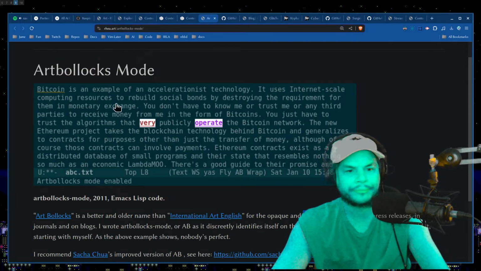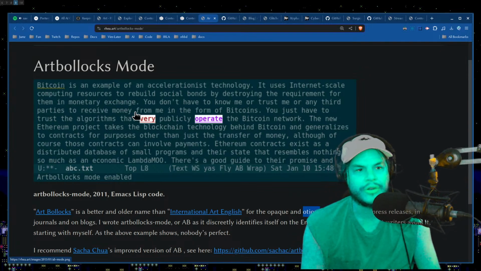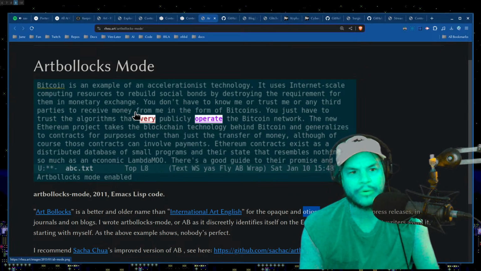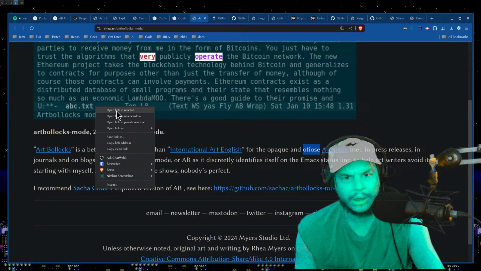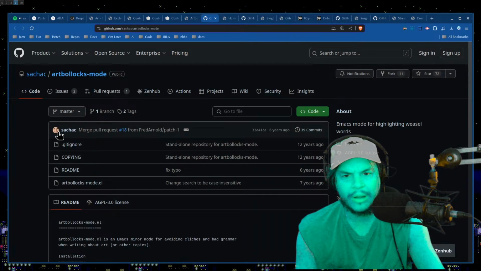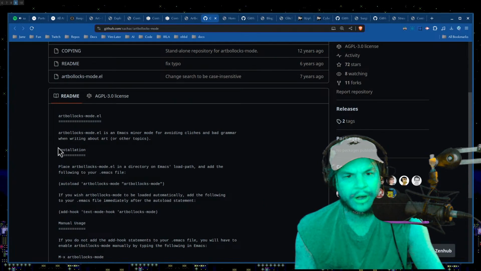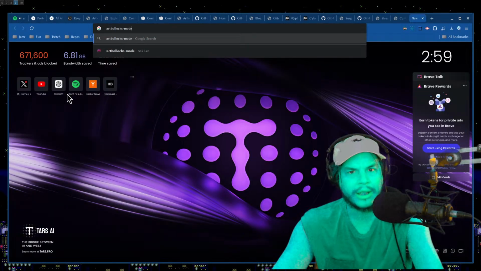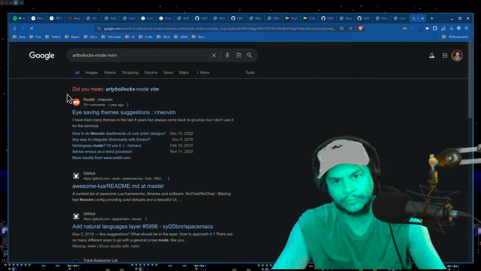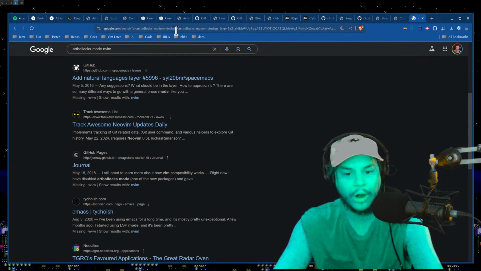Okay, so Bitcoin is an example of an acceleration of technology. It uses internet scale computing resources to rebuild societal bonds by destroying the requirement for them in monetary exchange, etc., etc., etc. The point is Artbollocks mode is enabled, and then we have two things that were highlighted. It says very publicly operate. Okay. And then someone rewrote it, which is Sarah. And so here's a new updated version. Emacs minor mode for avoiding cliches and bad grammar when writing about art and other topics. This is so sick. So is there an Artbollocks Vim mode? And if not, Artbollocks Vim, then I guess I know what I gotta build. Nope. We need one. All right, great.